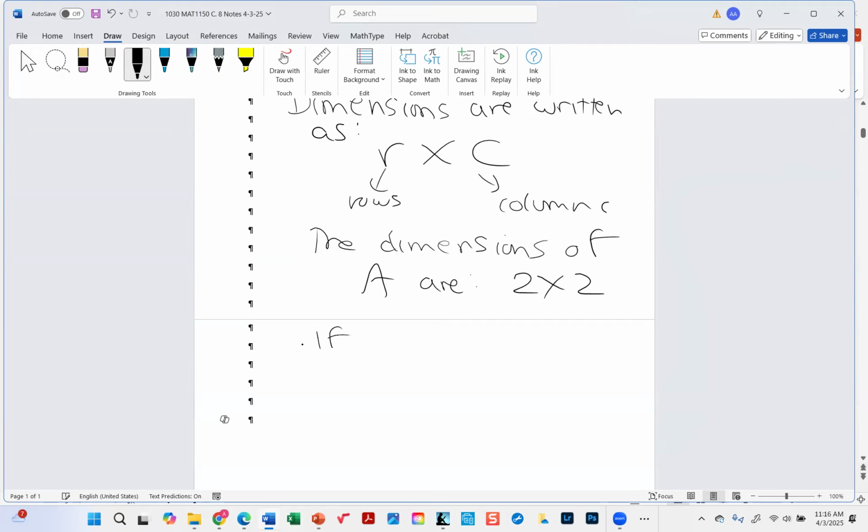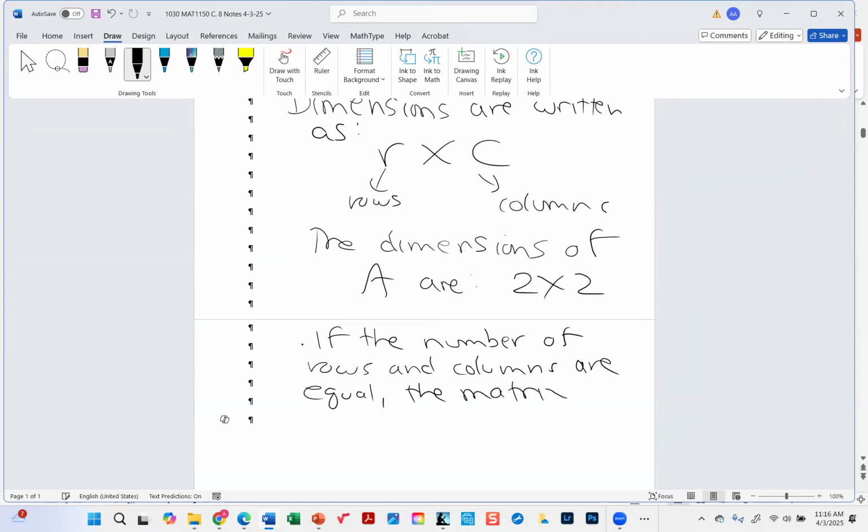Oh, and by the way, if the number of rows and columns are equal, the matrix is said to be square, for obvious reasons. So a square matrix means that it has the same number of rows and columns. Now, the relevance of that is that some matrix operations are only defined for square matrices. So in other words, those are the cases where you must have a square matrix, otherwise you cannot get the results you're looking for.